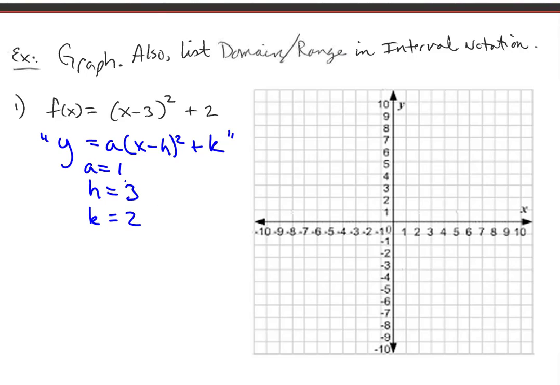Observe that the h value we spotted of 3 actually turns out to be the opposite of the number you see inside the parentheses, right? We had x minus 3. You might typically say, oh, there's a negative 3 there.